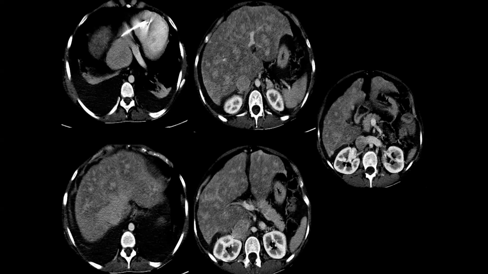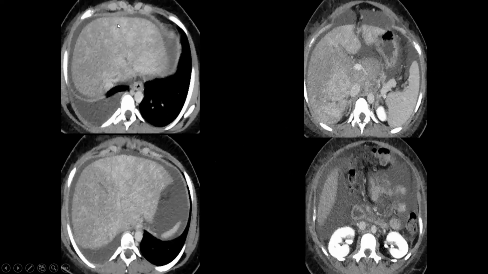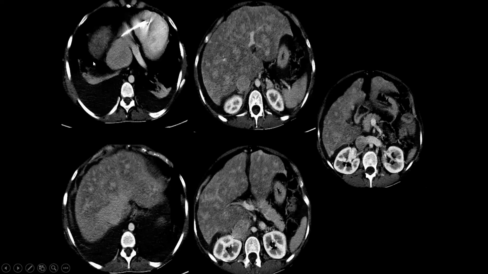Okay, another case of Budd-Chiari as well. So we'll go. Sorry, yeah, this is not the case of Budd-Chiari. I apologize. Here in this case, the hepatic veins were patent. You can see the IVC here and the left hepatic vein, middle hepatic vein, and right hepatic vein. But you can see that the liver is heterogeneous, very similar to the heterogeneous liver on this image. Okay, but what's the cause?